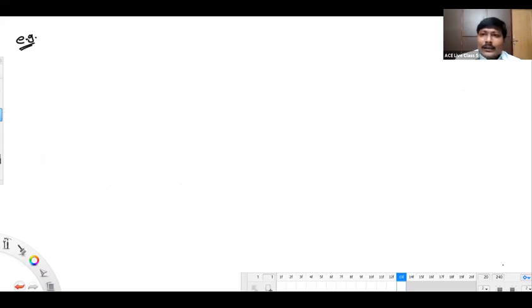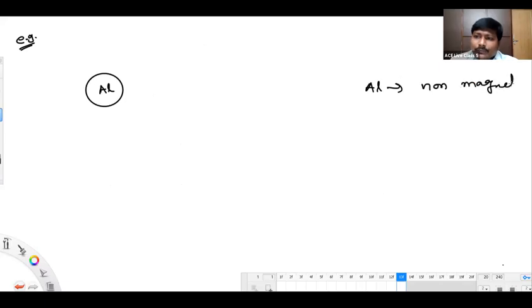This is a transmission line conductor. You take it as an aluminum conductor now. Aluminum material, is it magnetic or non-magnetic? It's a non-magnetic material. Aluminum material is a non-magnetic material. Okay, next.